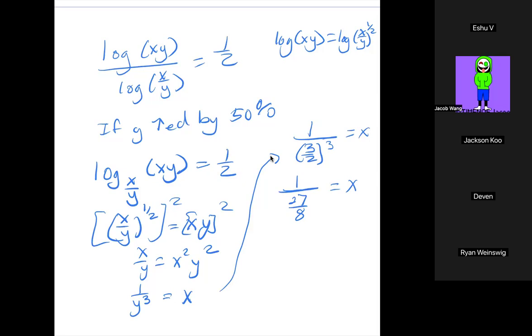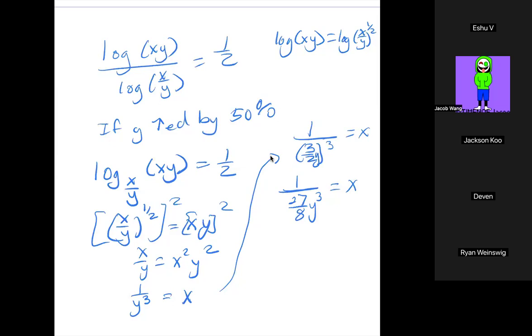Why does saying increase by 50% mean you can get rid of the y? How come it's not 3 halves y? Oh, sorry, there should be y. My bad. I didn't get rid of the y. Thank you for pointing that out. Y didn't just disappear. Yeah, otherwise this isn't making sense. Where the heck is y gone? Yes, you're right. I shouldn't have gotten rid of the y.